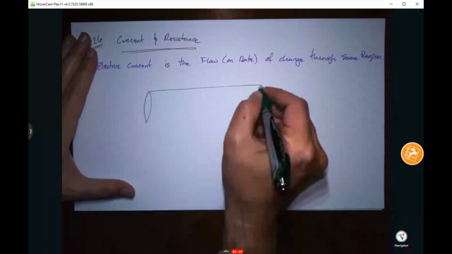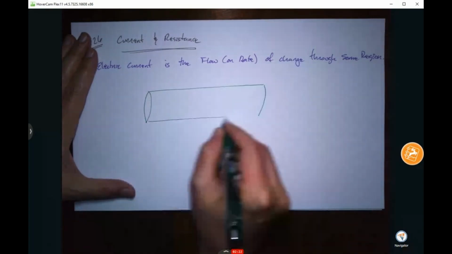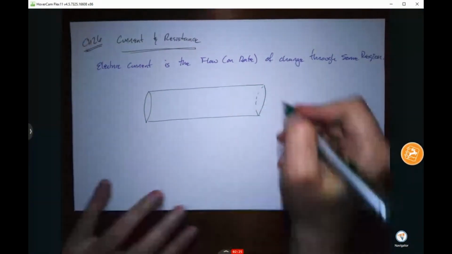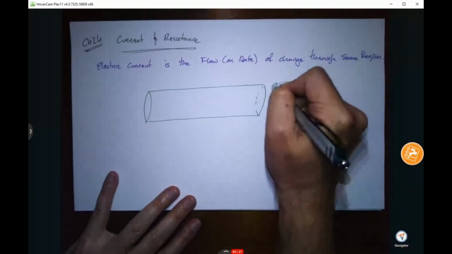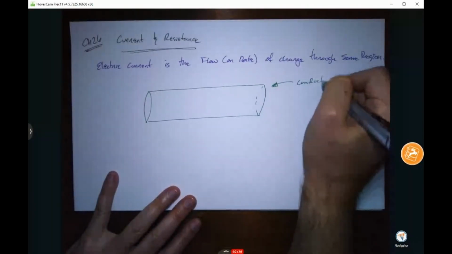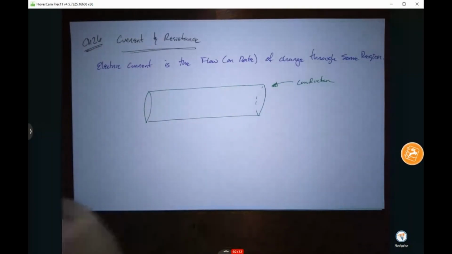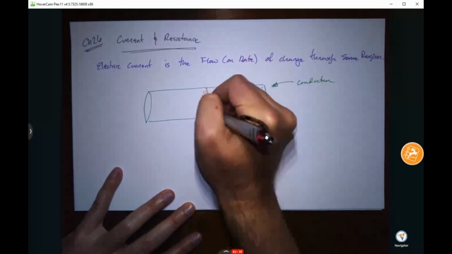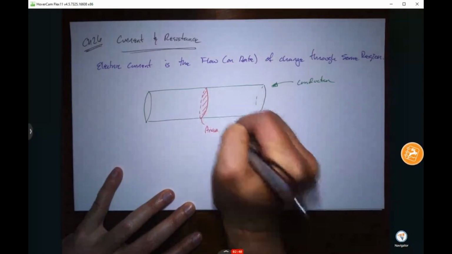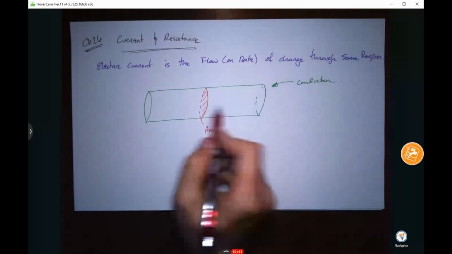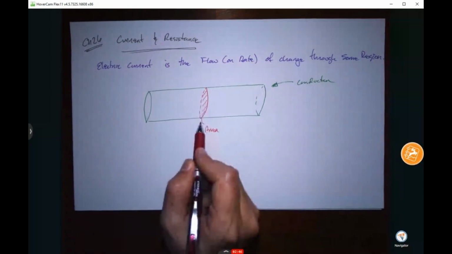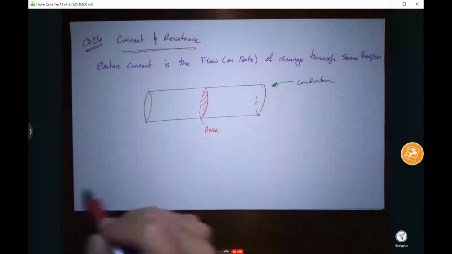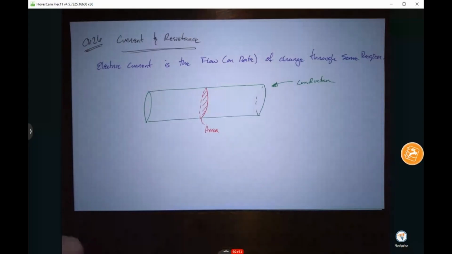Okay, and the usual way that we take a look at this is that we have some conductor. Usually draw kind of a wire, is what I'm envisioning here. So I got my conductor. And then what we're going to watch is some sort of cross-sectional area. Okay, and we're going to determine the net amount of charge that crosses through that area in a given time. And that will constitute our current.